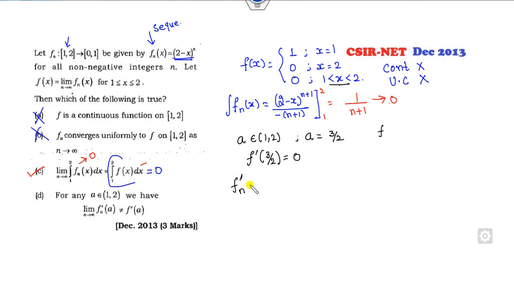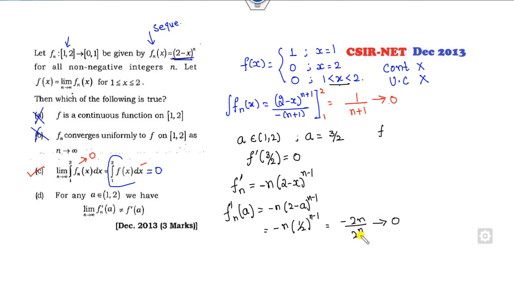We can find the nth f of n. What is the derivative of this? Minus n times 2 minus x to the n minus 1. So at any point a, which can be 3 by 2 or anything, it is 2 minus a to that power. So at the point 3 by 2, it is minus n times half to the n minus 1. So 1 by 2 is common, it can be written like this. Now clearly it goes to 0 because 2 raised to the power n grows faster. So this is 0, this is 0. It means both are equal, but they said not equal. So this option is also cancelled. The right option is only C, the correct option.